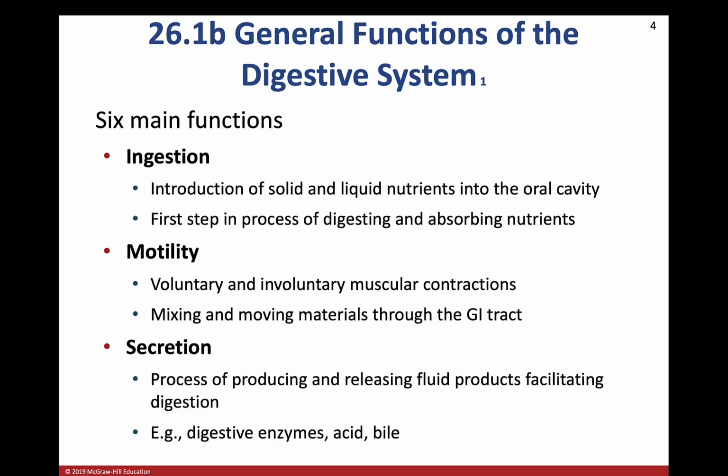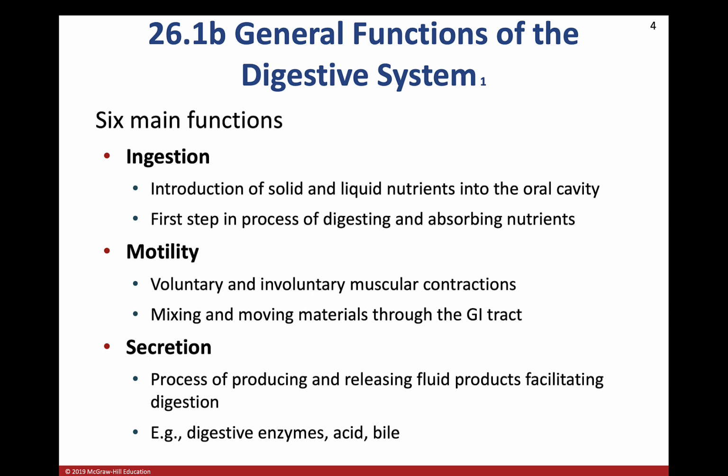Now, there are a total of 6 functions that we associate with the digestive system. The first, unsurprisingly, is ingestion. This is how we basically introduce food into our body so it can begin the digestion process. Motility. Now, this is going to be made up of both voluntary and involuntary muscular contractions. Also, it involves the mixing and moving materials through the GI tract. So it's not just about movement through the tract. There are going to be other movements such as churning, segmentation, etc., that we will address along the way.